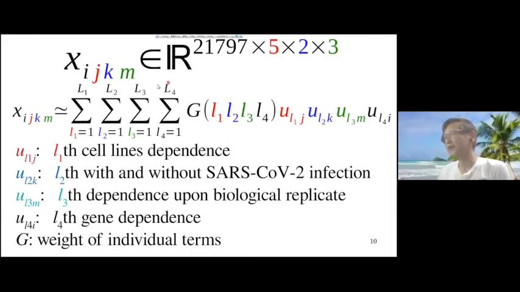Then we apply tensor decomposition, and we get this. This is a sample vector for cell line, the sample vector for distinction between infection and non-infection, the biological replicate sample vector, and this is the projection vector of genes to these sample vectors.